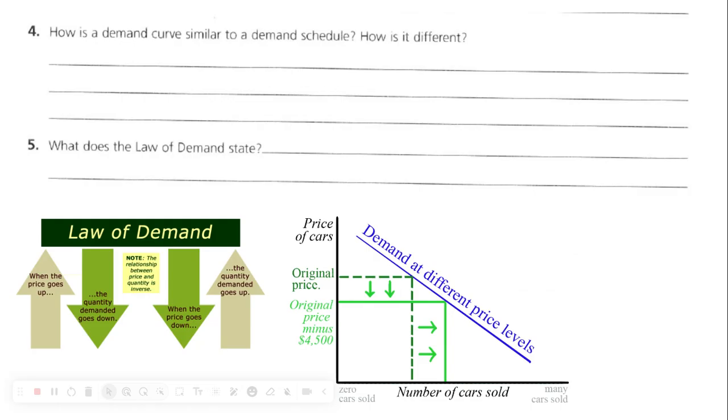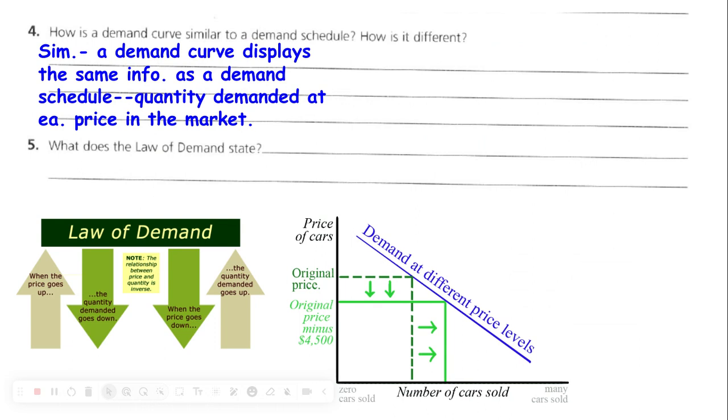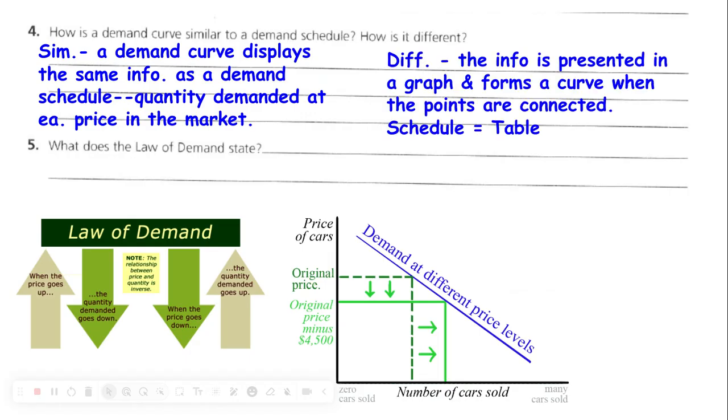How is a demand curve similar to a demand schedule, and how is it different? Well, one of the things that you should understand is that a curve is like a graph. It displays the same information as a demand schedule. It's showing quantity demanded at each price in the market. But the difference is the info is presented in the form of a graph or a curve, whereas in a demand schedule, it is presented in the form of a table. Some people like the table, some people like the visual of a curve. Okay?